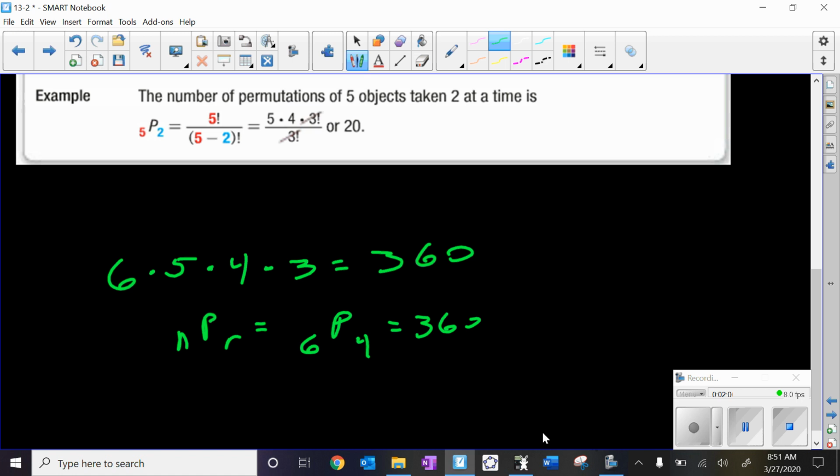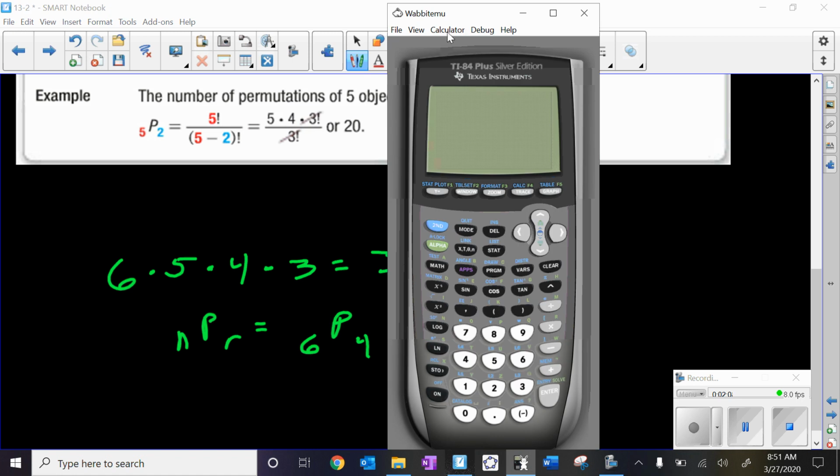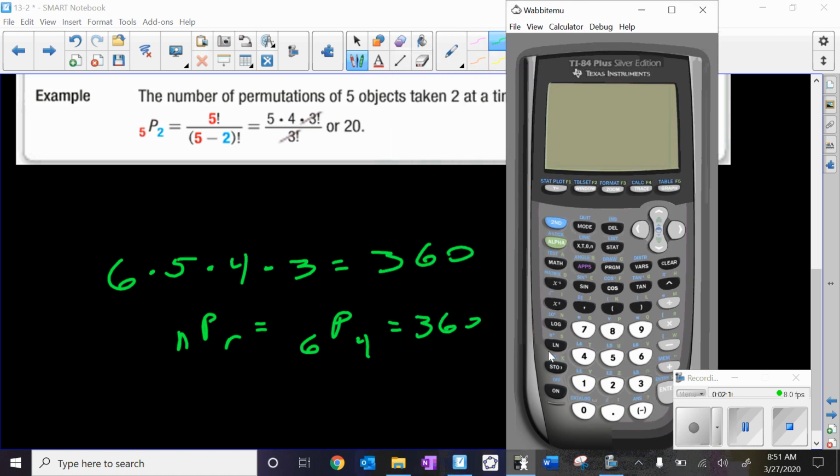I'll show you where that's located in your calculator. So coming over, turn mine on. I have 6 friends. I'm going to go back to math, and under the probability section where I found my factorial, nPr is the button that you would want. Press enter, and then say I'm choosing 4 of them, would get me 360 people.